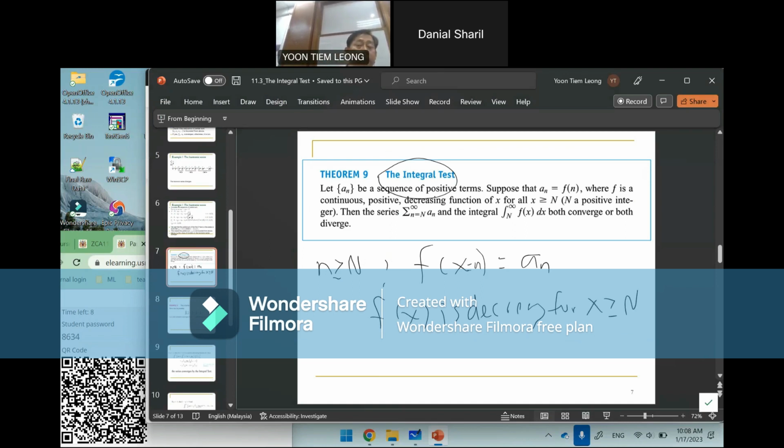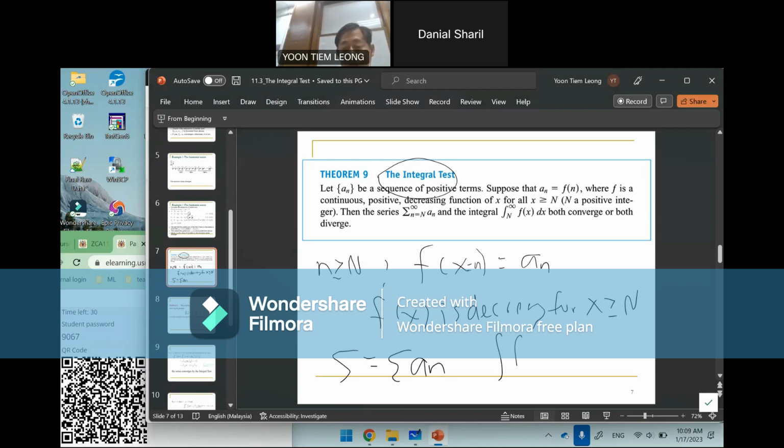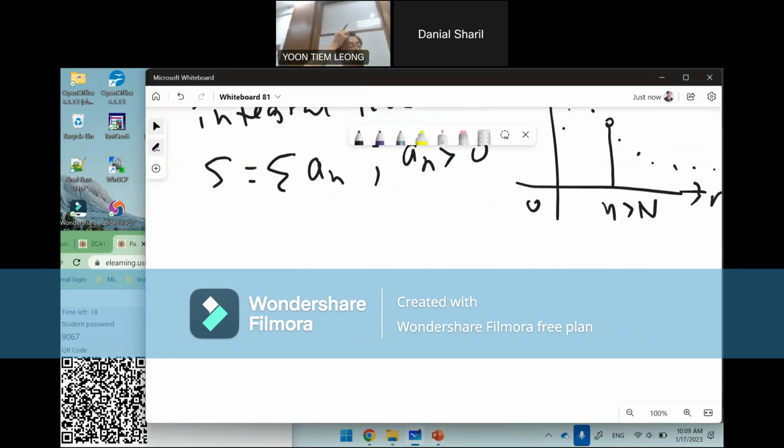Then you can easily find out whether the series S, which is the sum of a_n, converges or not by performing the integration of the function from N to infinity. Okay, so this is basically what this theorem says. If you don't understand me, it doesn't matter. I think operationally speaking, it's very easy.